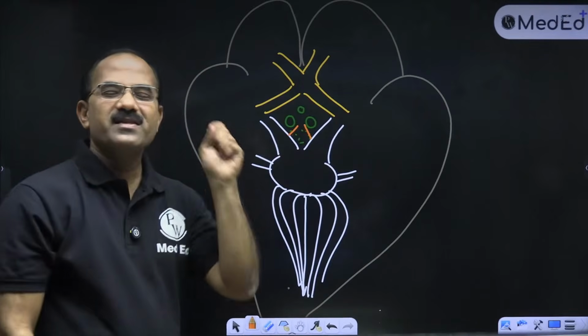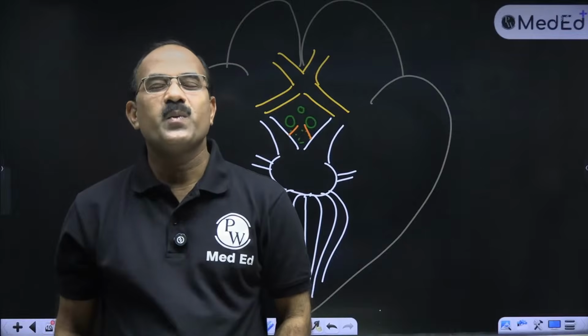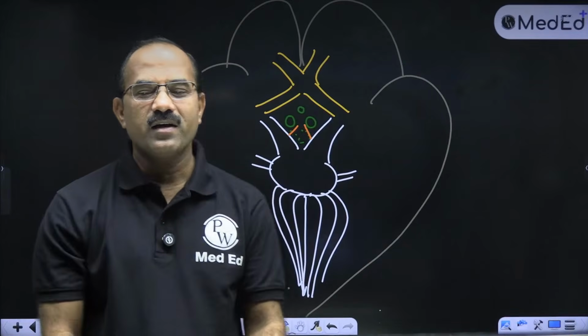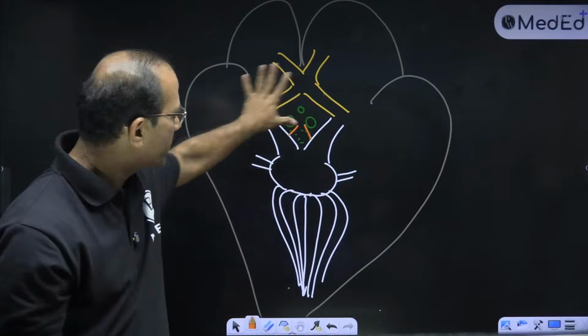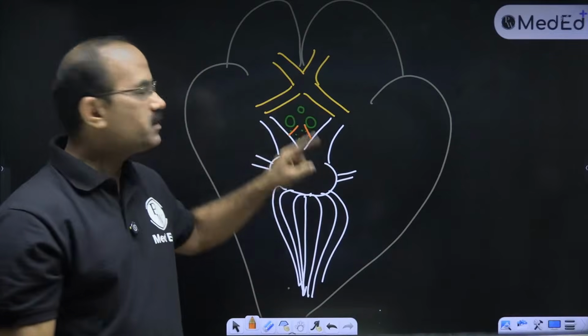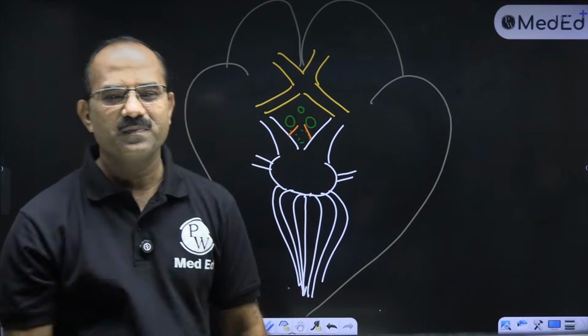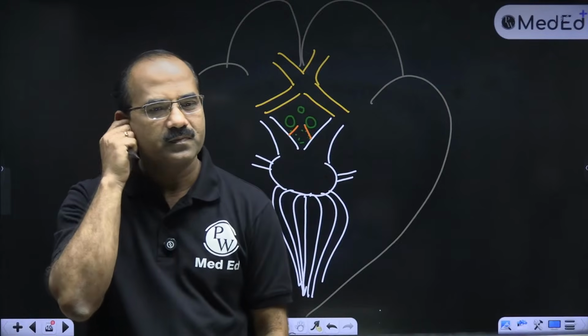Okay, tell me, what is this? What is this nerve that I've drawn? What is the content of interpeduncular fossa? One is the circle of Willis, and the second is this nerve. What nerve is this?